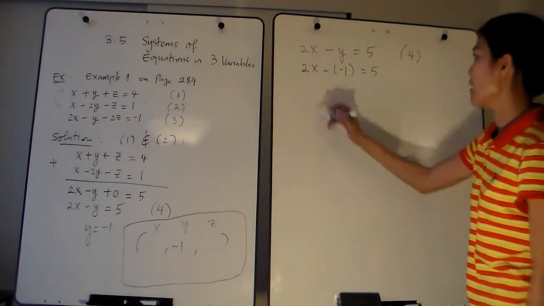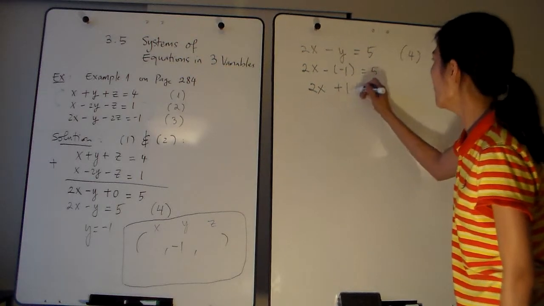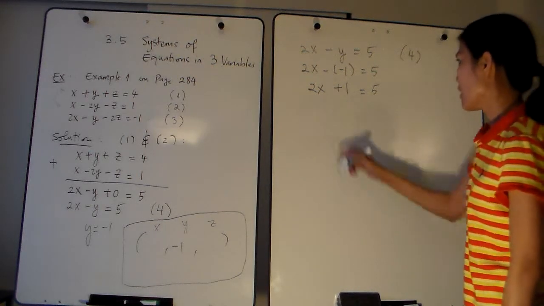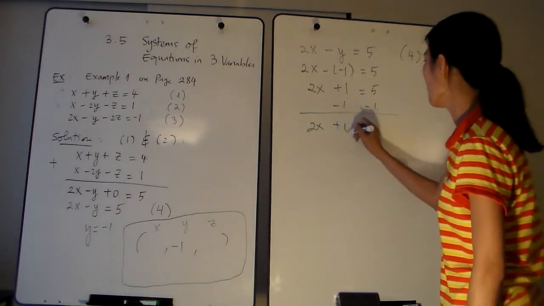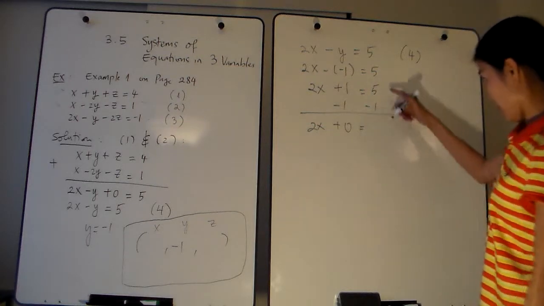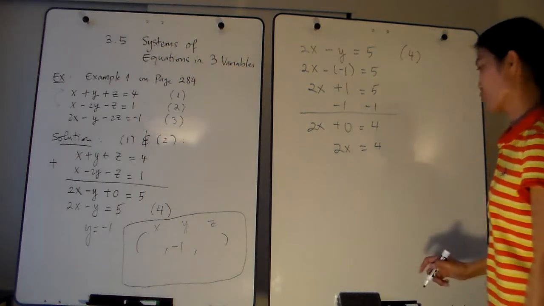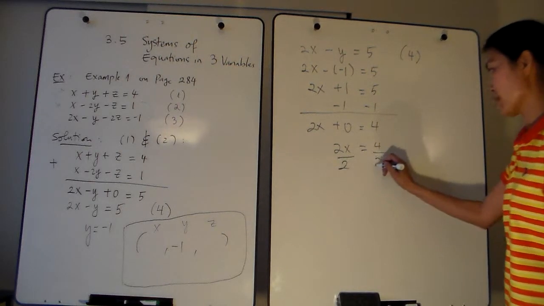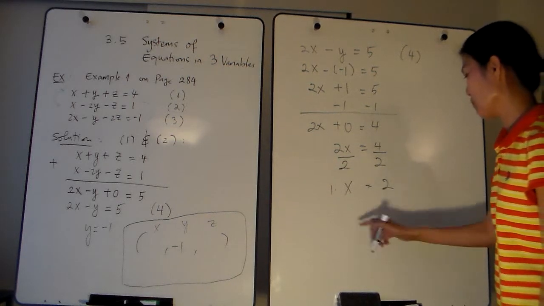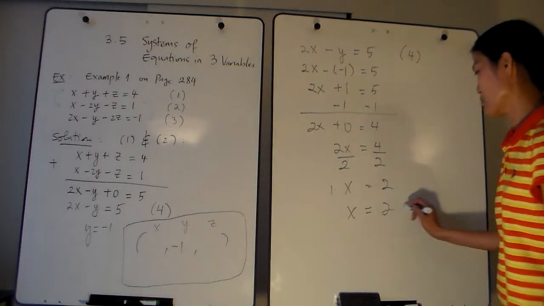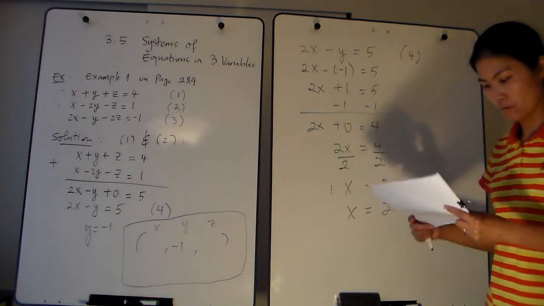Okay? Simplify, we have 2x, negative 1 times negative 1 is positive 1, equal to 5. Simplify by subtracting 1 on both sides. 2x plus 0 equals 5, and 5 subtract 1 is 4. So 2x plus 0, 2x equals 4. To solve for x, we divide by 2 on both sides. 2 divided by 2 is 1, 4 divided by 2 is 2, and 1 times x is x. So x equals 2. We just found another variable, which is x equal to 2.